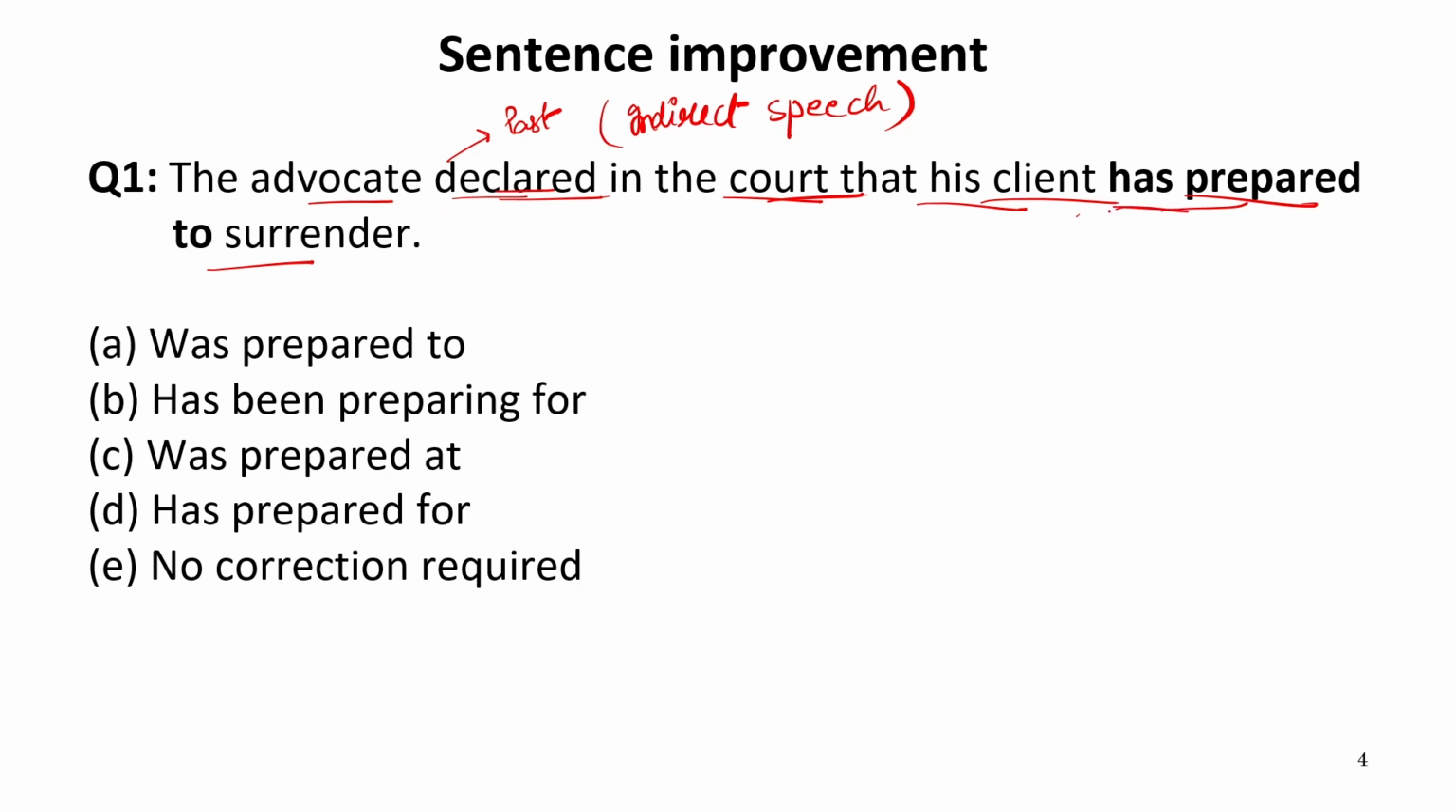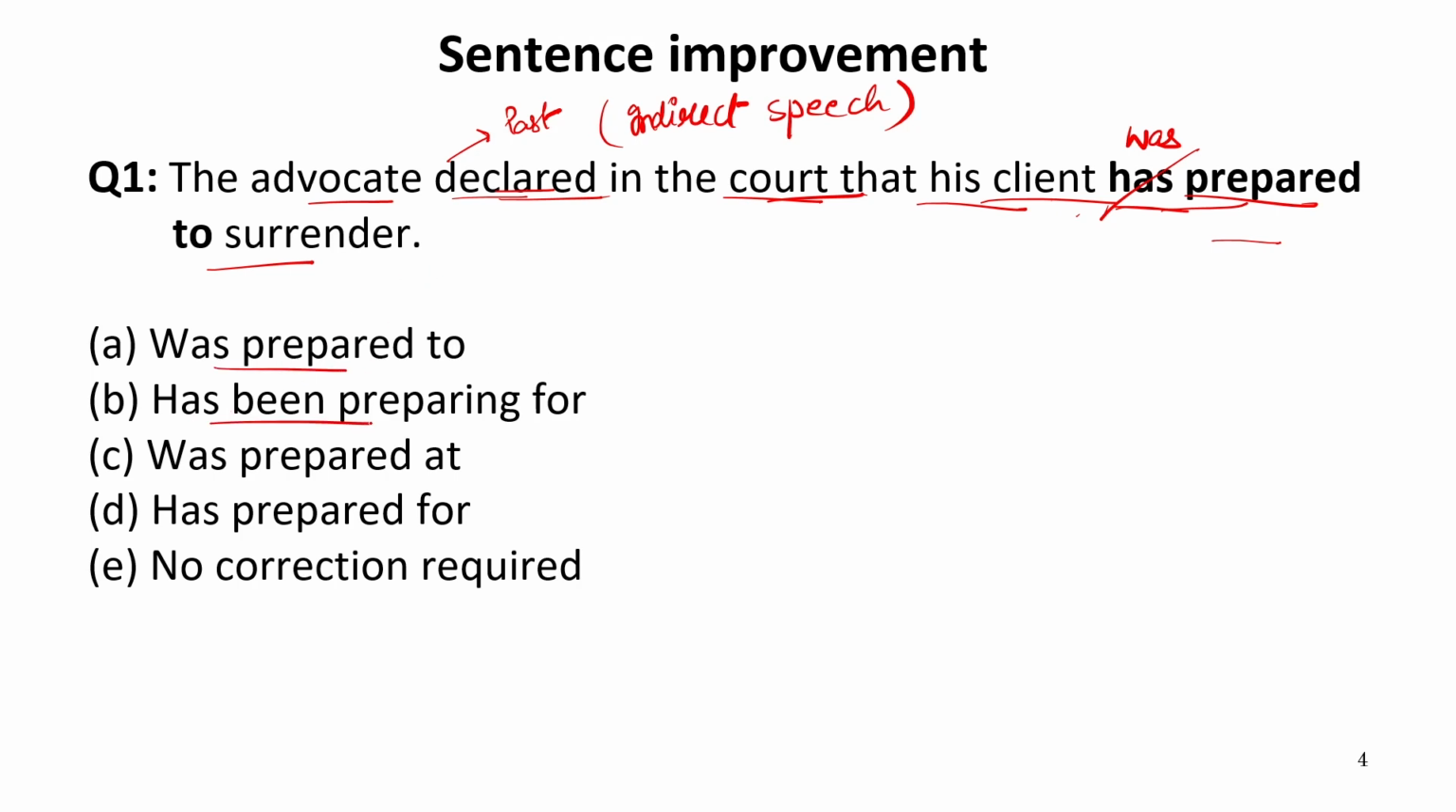Now, has prepared is a transitive verb. It means if he has prepared, then for what? But this sentence is actually an indirect speech. So, his client was prepared. Also, the sentence is of passive voice. Therefore, this has should be replaced with was. Now, let us see the alternatives.